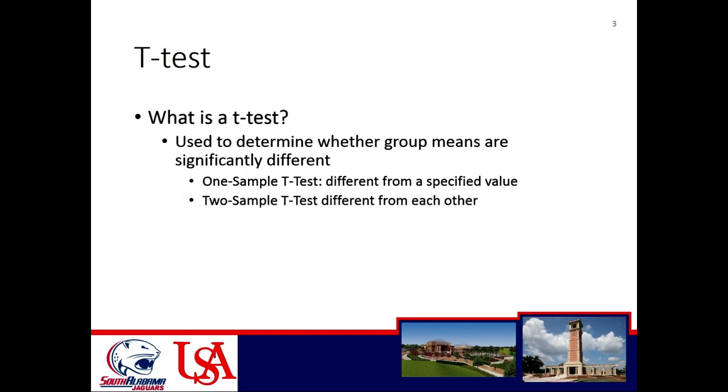Also, we could perform a 2-sample t-test. A 2-sample t-test tells us whether 2 group means are different from each other. So in this example, when we do a 2-sample t-test, we just have 2 groups. It's as simple as that. We have 2 groups. We might want to see whether their means significantly differ.